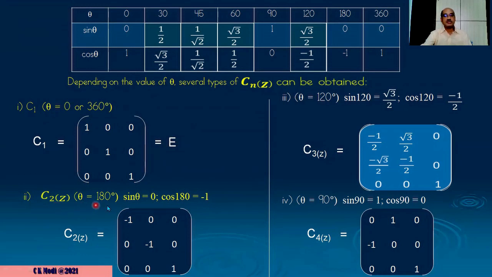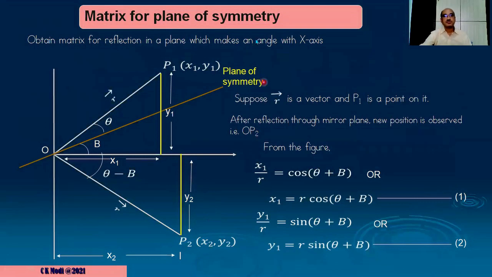Now for Cnz, if we consider theta is equal to 180 degrees, insert the value of theta equal to 180. Look at this: cos 180 is equal to minus 1, sin 180 is 0. So the matrix is minus 1, 0, 0; 0, minus 1, 0; 0, 0, 1. This is the Cnz matrix for theta equal to 180 degrees. Similarly for theta equal to 120. This is my C4 matrix, that means theta is equal to 90 degrees. So what is my matrix? In this way, we can derive the matrix for cyclic operations.